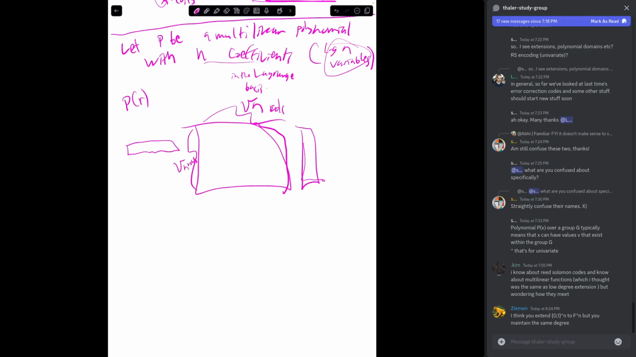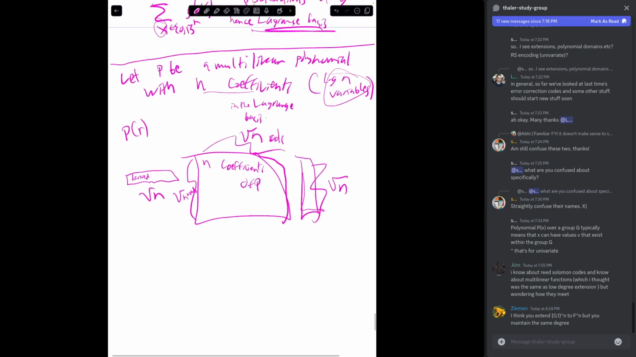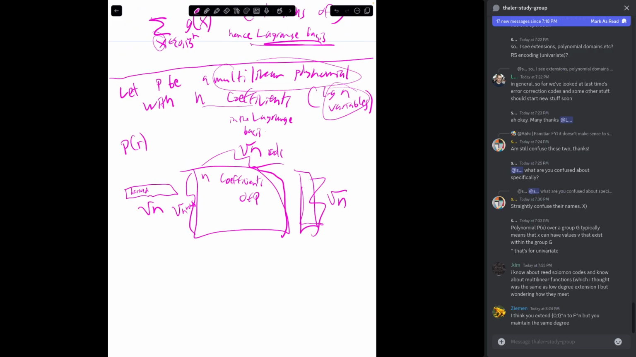Okay, and the entries are just the n coefficients of P in the Lagrange basis. And then these two vectors each have length root n, and these are vectors derived from R. I'm not going to go into the details because we barely talked about multilinear polynomials thus far.